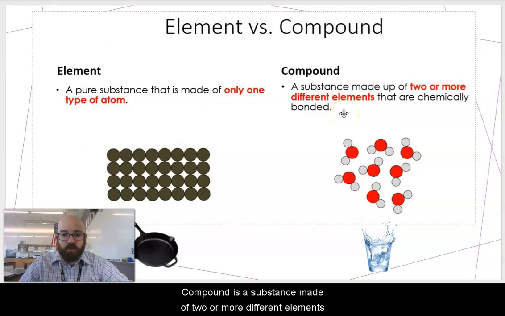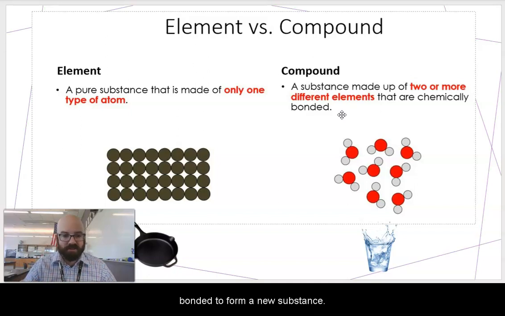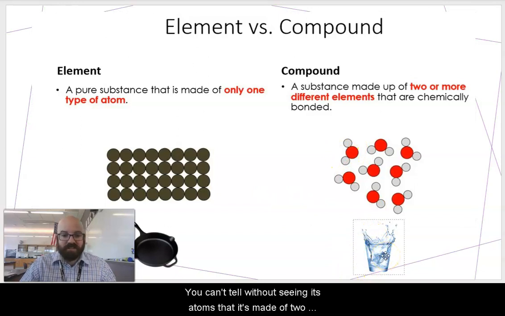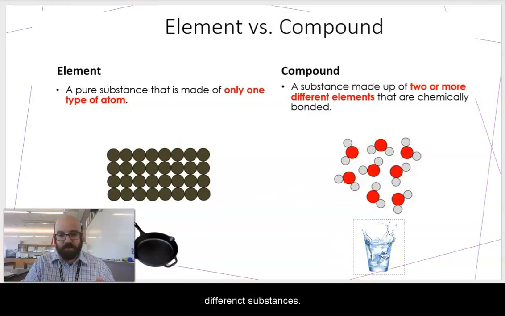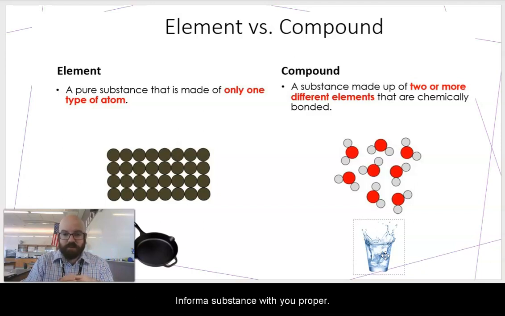is a substance made of two or more different elements that are chemically bonded. They must be chemically bonded to form a new substance. So we have H2O for water. Now when you look at water, you can't tell without seeing its atoms that it's made of two different substances. That's because hydrogen and oxygen actually bond and form a substance with new properties.